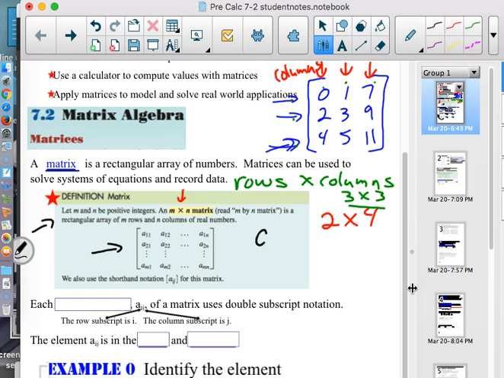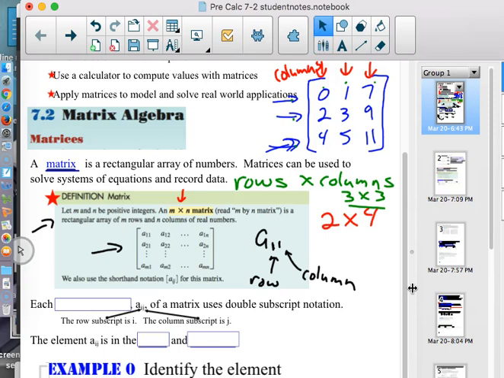Now, when you look at this matrix that they have in the green box here, what we see is they have this little subscript notation 1, 1. So you think, well, what on earth does that mean? Well, the first subscript tells you the row, and the second subscript tells you the column. And the lowercase a is just for the entry. So it's the entry in the first row and the first column. So the entry in the first row and first column for my blue matrix up here would be 0. So A11 would be 0.